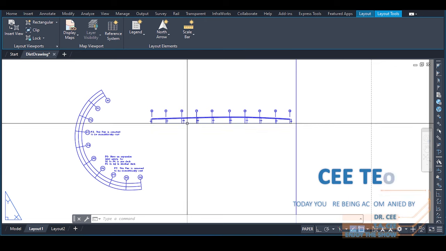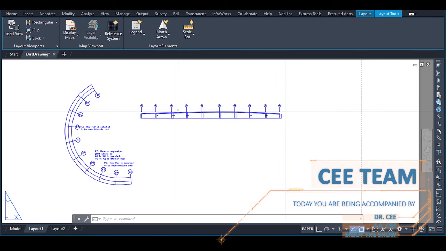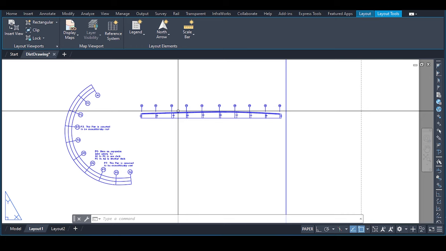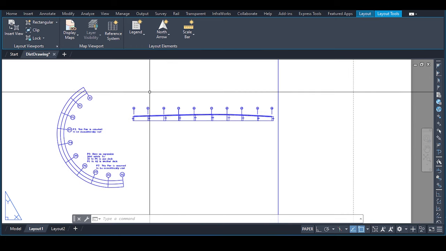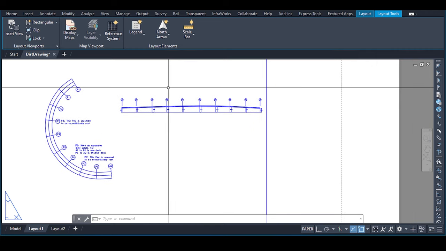Hello everyone and welcome to this rather short video on the modeling design of highway bridges. In this video, I want to show you very quickly the arrangement we are planning for the highway bridges. So with that being said, sit back, relax and enjoy the show.